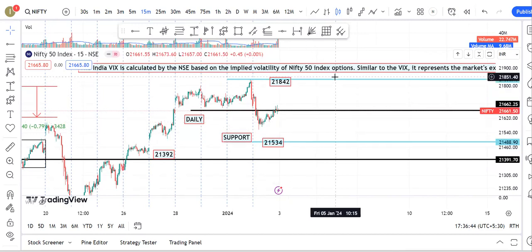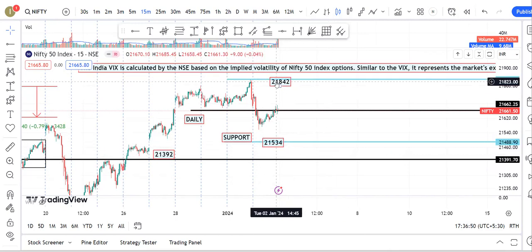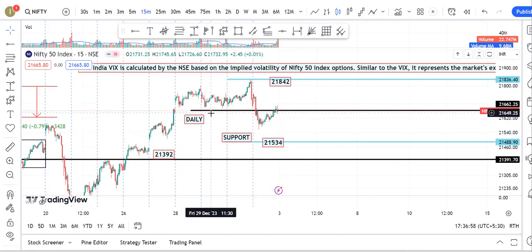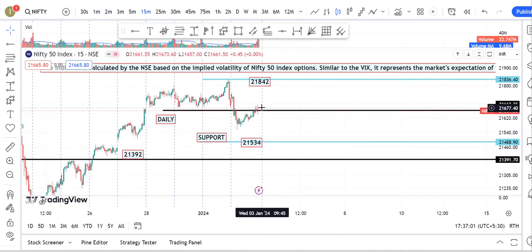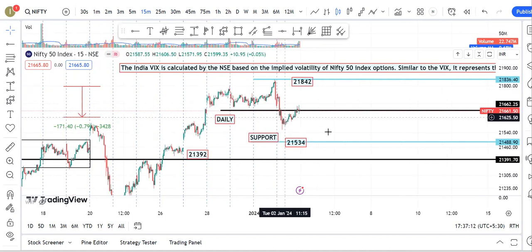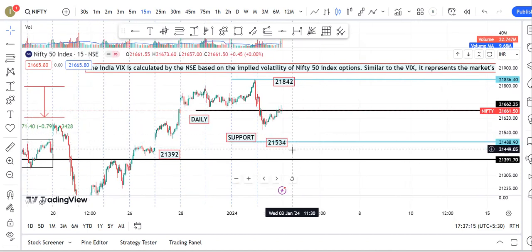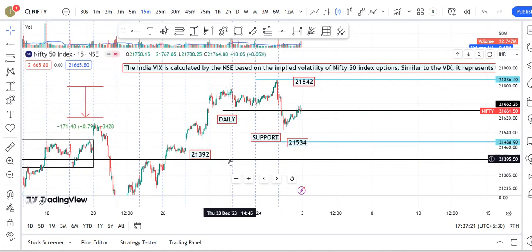So I'm expecting the play to be within the range of 21,534 to 21,842 for tomorrow. In case it starts coming down, I will keep a close watch on this level, 21,534. If there is any reversal, I can take a position. If it starts breaking below 21,534, then my weekly calculation of the range comes into the picture.